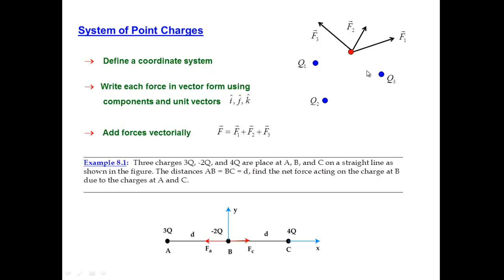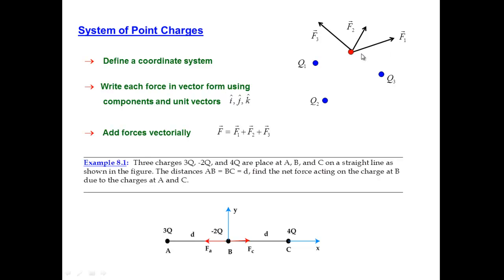We first define a coordinate system. We would put in an x and a y and perhaps a z-axis. Then we would write each force, F1, F2, and F3, in vector form using vector components and the unit vectors i, j, and k, and then we would simply add the force vectors as vectors should be added. So look at the diagram again. The force on the red charge due to charge 1 is F1.